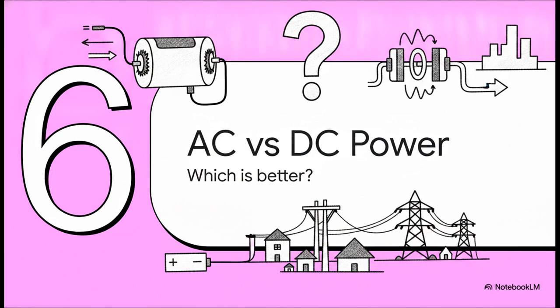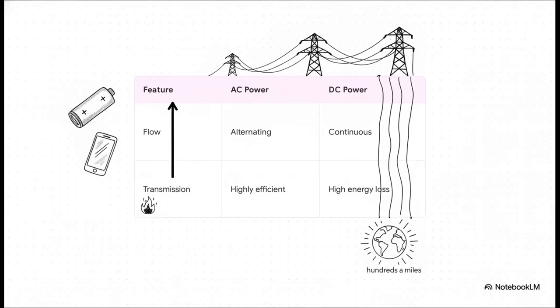Section 6. AC versus DC power. We have our DC motor and our AC generator. But the ultimate question is, which type of power is actually better? Well, it depends on what you want to do. Direct current, or DC power, flows continuously in one flat direction. It is absolutely great for batteries, laptops, and small electronics. But historically, it was terrible for traveling long distances.